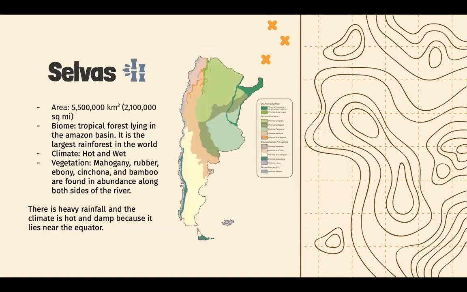Selvas has a total area of 5,500,000 kilometers squared. It is a tropical forest lying in the Amazon basin. It has the largest rainfall in the world. The climate is hot and wet, and the vegetation found there is mahogany, rubber, ebony, quinoa, bamboo, etc. There's heavy rainfall, and the climate is hot and damp because it lies near the equator.